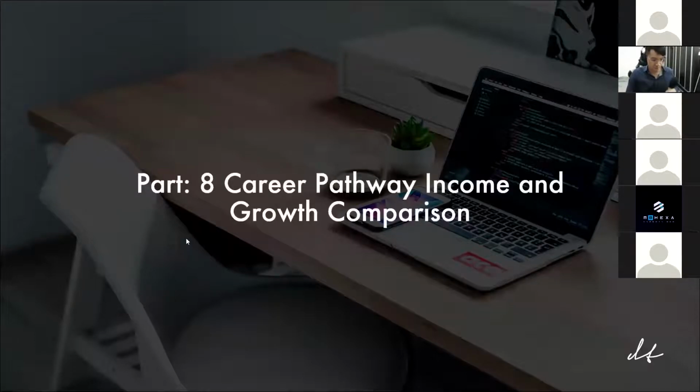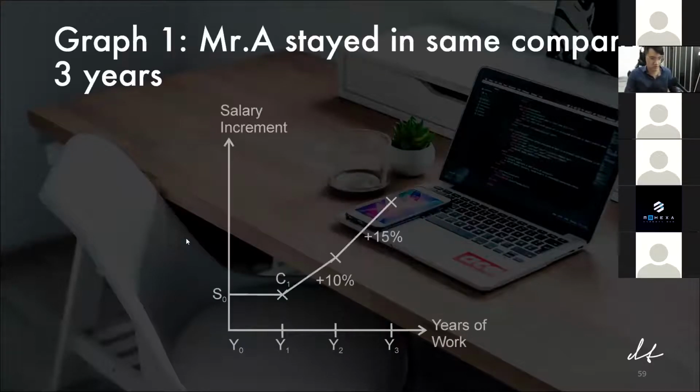Next, career pathway income growth comparison. For this one, I've actually done a survey with my peers that graduated together with me 3 years ago. Typically, if you work in the same company, like Mr. A over here, for the past 3 years, you earn a 10%, 15% increment per year.